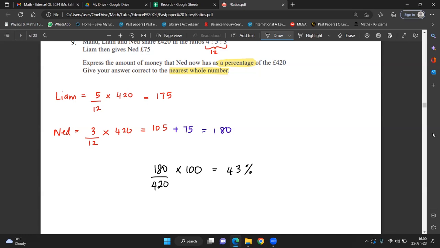Who got this? Nice. Who stopped with 180? Hakim, did you get the 43%? Zaid, are you done copying?